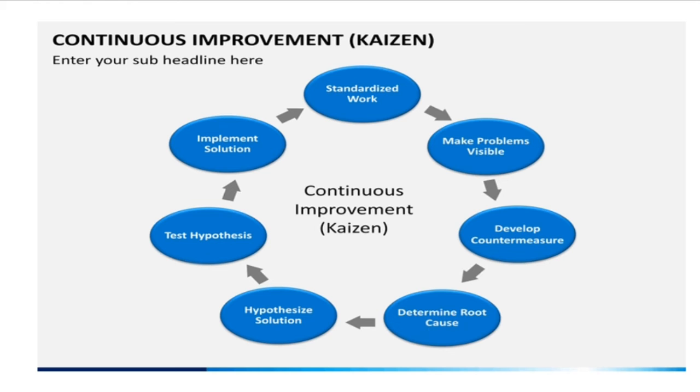And this is the continuous improvement process, a problem solving method, that is Kaizen. Here the first step is to make the problem visible, develop countermeasures, determine root causes, hypothesize solutions, test the hypothesis and implement the solution, and then standardize the work. That is the way Kaizen improves the process continuously.